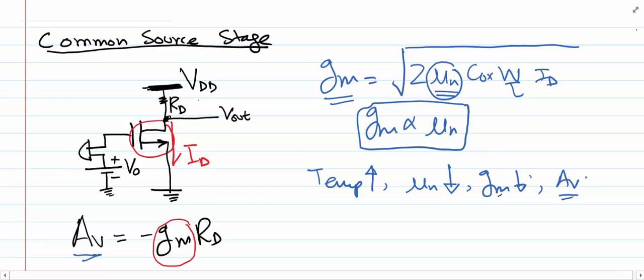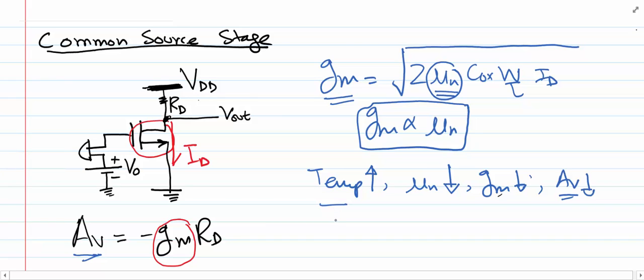So we can observe from here that as the temperature goes up, with this circuit of common source, the voltage gain is going to go down. Now let me just put an example. Let me just put this thing in the form of an example.